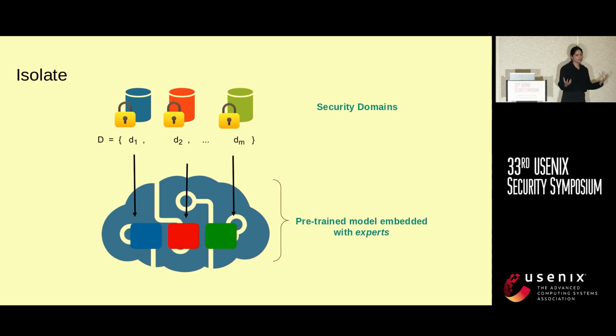And then once we have these experts, we embed them into a larger pre-trained model. Now, the key thing to note here is that since all of these experts are trained independently, A, the training can be done in parallel, and B, it also upholds modularity since all of the experts are independent of each other. If you remove or add a new expert, it won't affect any of the other experts or the larger model. So that is the isolation part.